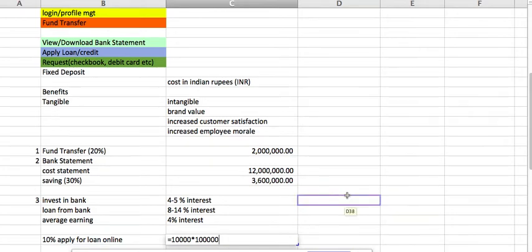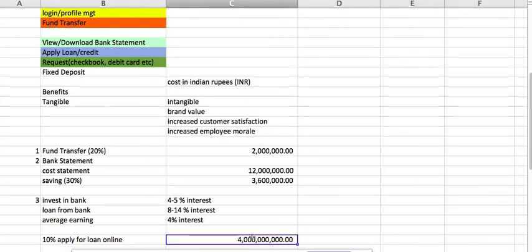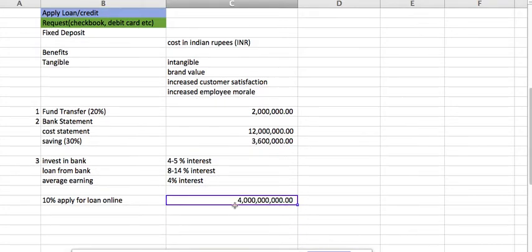Okay, and the average interest you are giving is 4% per annum. This is a per annum calculation. So this is your earning. Oh, that looks too big actually. 4% is, I think, supposed to be 0.04. Yeah.